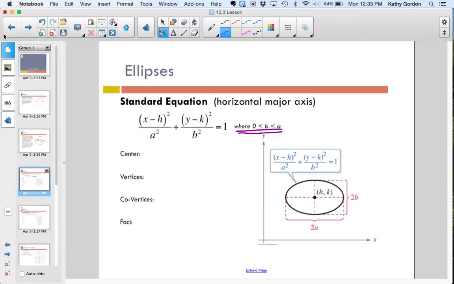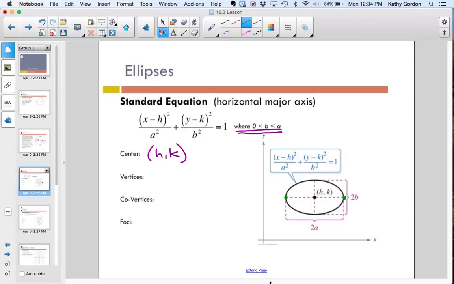All right, so how do we use the equation then to come up with these key characteristics so that we can graph? Well, the nice thing is the center is still at h, k. That doesn't change. If there's no h and k, then we are assuming the center's at the origin, 0, 0. The vertices are out here on a horizontal, right? Our major axis is going to be horizontal. The vertices are out here where that major axis intersects with the ellipse.